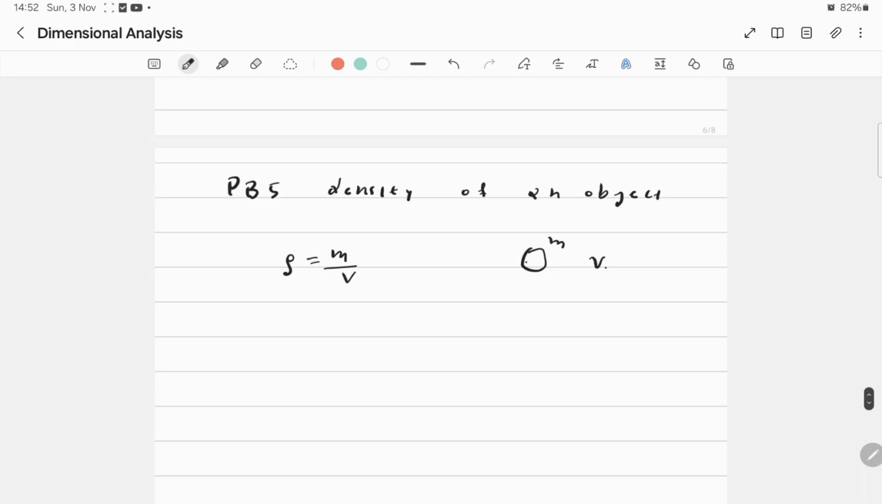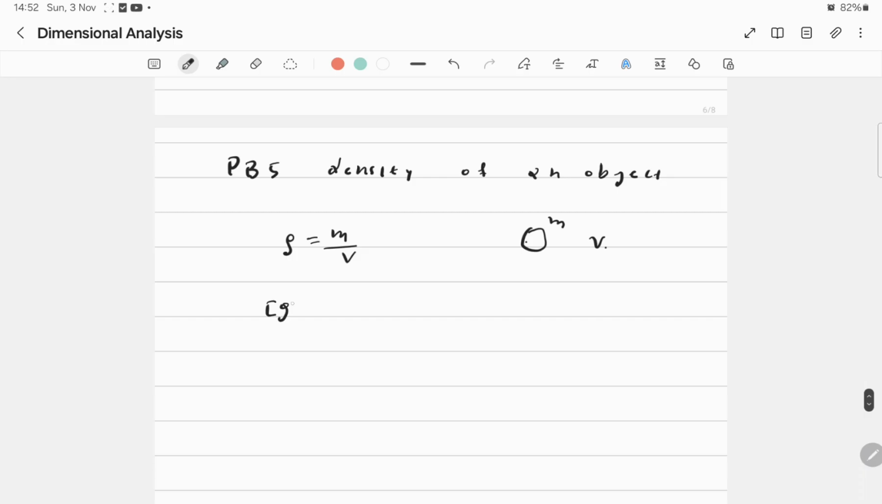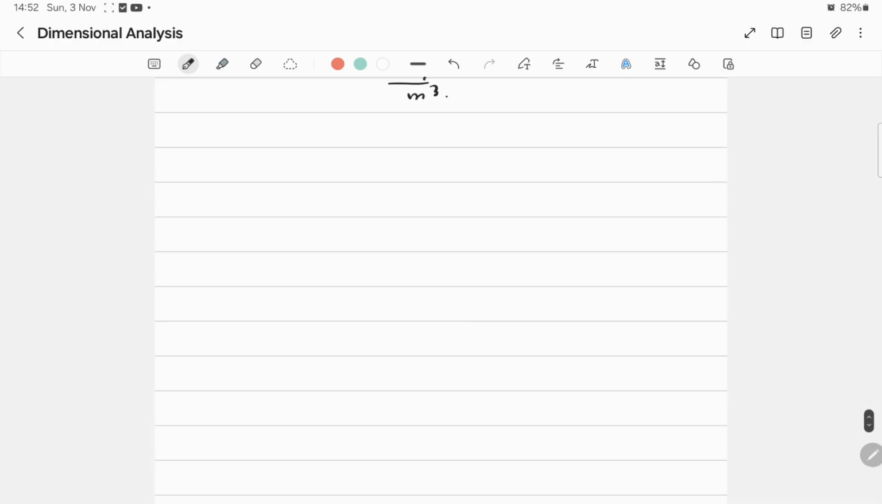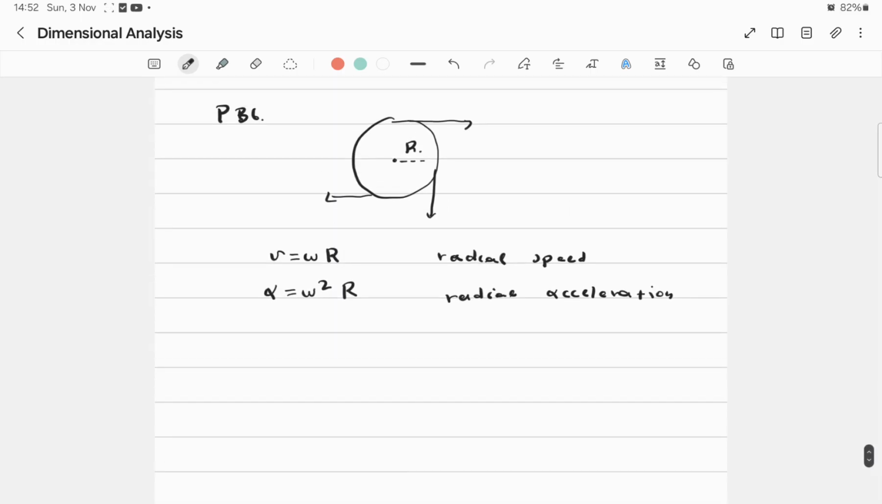Let's have a look at problem 5. The density is given as the quotient of mass divided by the volume. Is rho equals brackets m over v. So it's capital M over L cubed. It's kilograms per cubic meter. Let's go to problem 6.